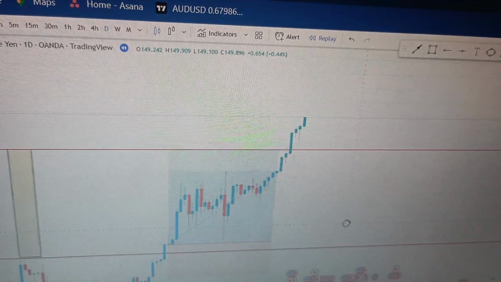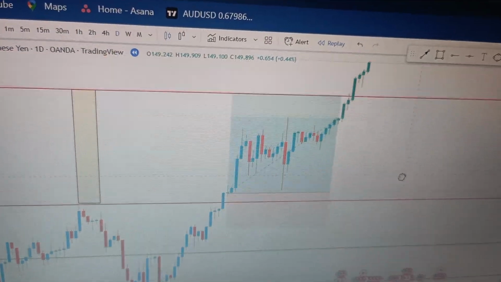You can see 748 pips just to understand how to trade this pair.